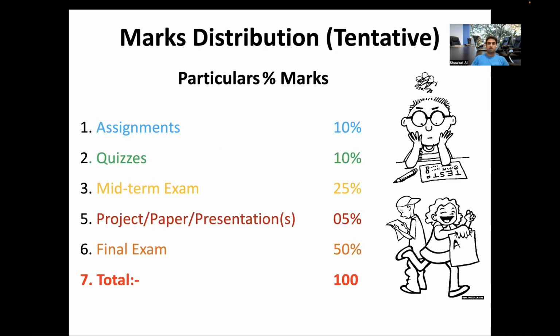Here is some tentative mark distribution. Of course we can change it later on, but for this time it is like this. We will have assignments 10%, quizzes 10%. Of course we will have a mid-exam 25%. There would be some project presentation, or maybe you will be writing a conference paper. That is 5%, and final exam would be 50%. In total, it is 100 marks, and this is the distribution of the marks.